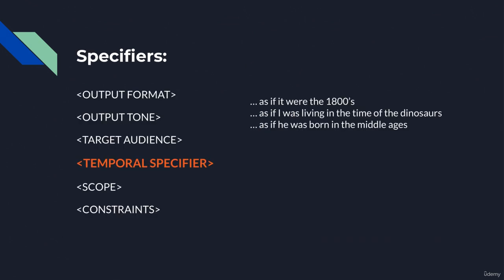Temporal specifiers are specifications related to the time or writing style. I don't typically use them, but they might include directions like describe it as if it were the 1800s, write as if you were living in the time of the dinosaurs, etc.